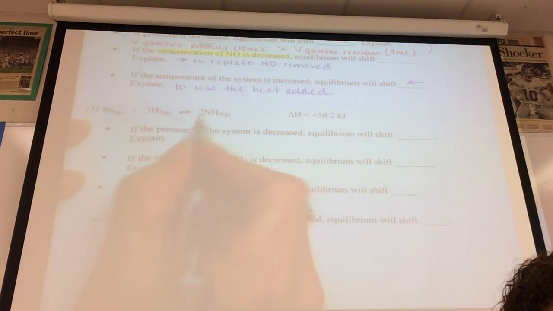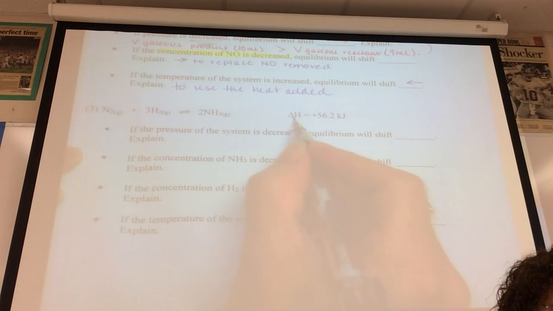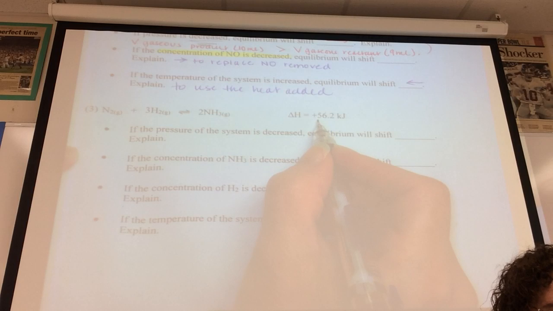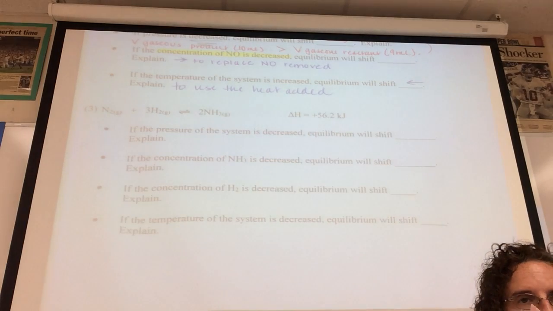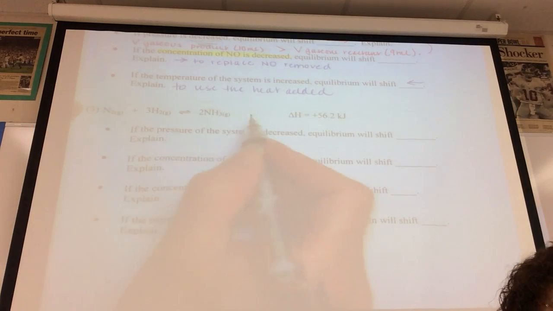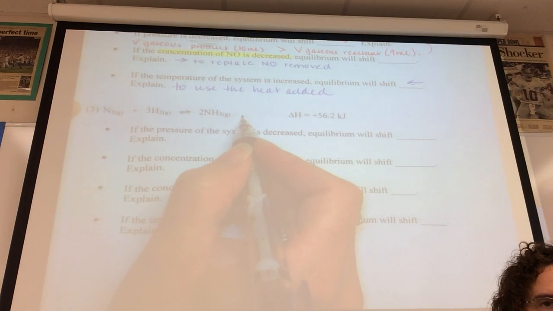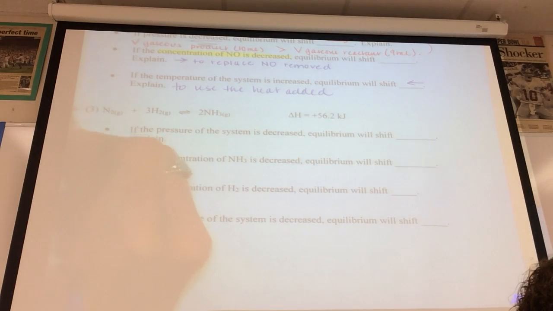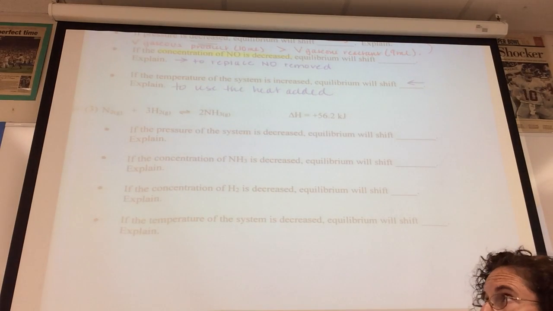We've got the synthesis of ammonia from nitrogen gas and hydrogen gas. We've got delta H is equal to positive 56.2. The first thing I'm going to establish, you got it. So we're going to put energy here or here? Correct. Definitely want to address that.